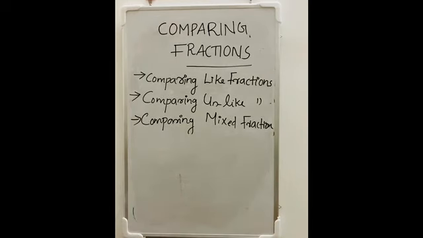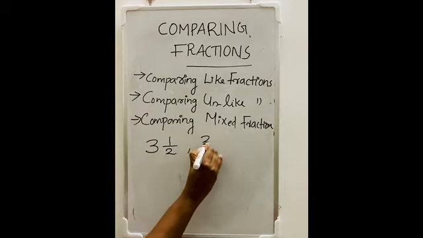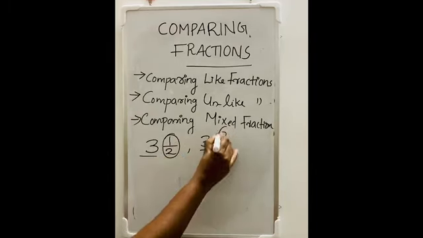Next, how to compare mixed fractions. For example, 3 1 by 2 and 3 2 by 4. In this case, first you look at the whole number part. Here the whole number part is the same. If the whole number part is not the same, the fraction with the greatest whole number part will be greater. But when the whole number part is the same, you have to consider the fractional part.